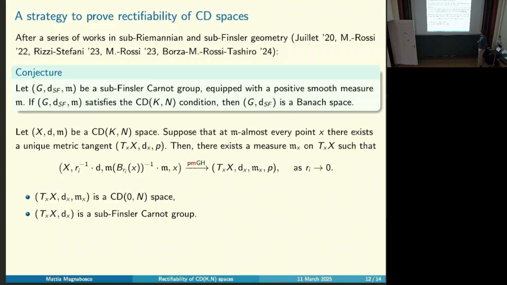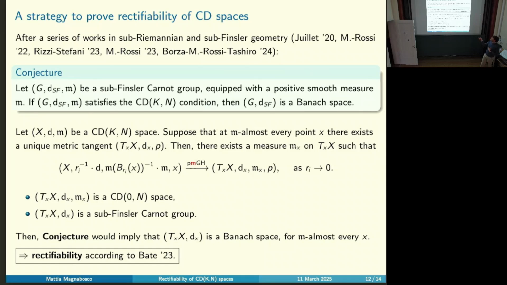And now, if you have this, almost everywhere we have two consequences. The first is that this metric measure space will be a CD(0,N) space, and the reason is that the CD condition is stable with respect to measured Gromov-Hausdorff convergence, so the limit will be a CD space. The other thing, really a consequence of the theorem that I showed before, is that the tangent space is also a sub-Finsler Carnot group. So now we have a sub-Finsler Carnot group that is also a CD space, then we can use the conjecture, and the conjecture says that if this happens, then the tangent space should be a Banach space, almost everywhere.